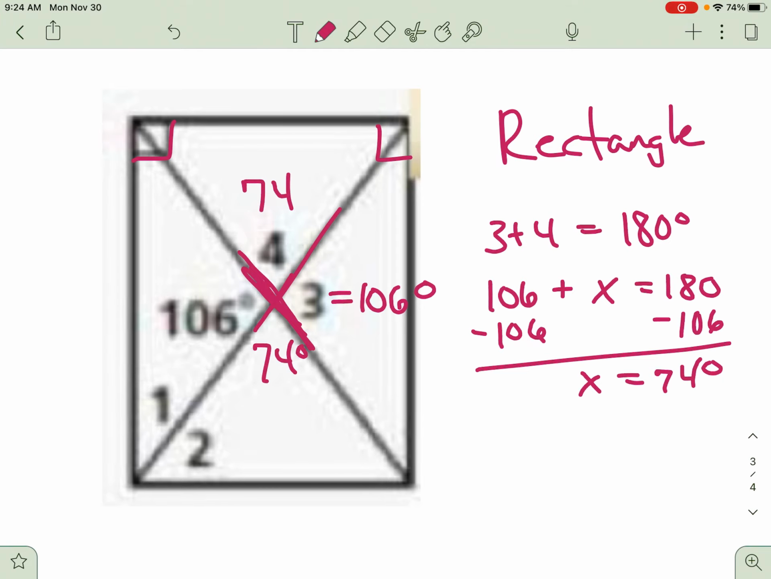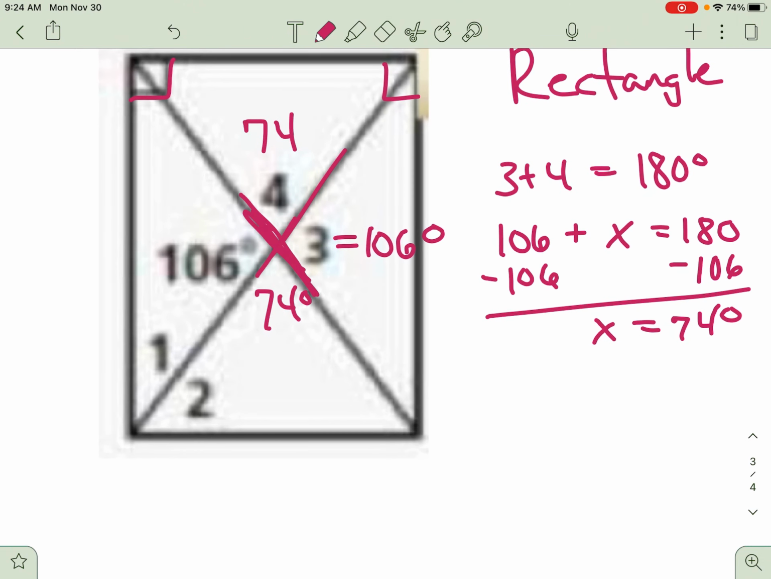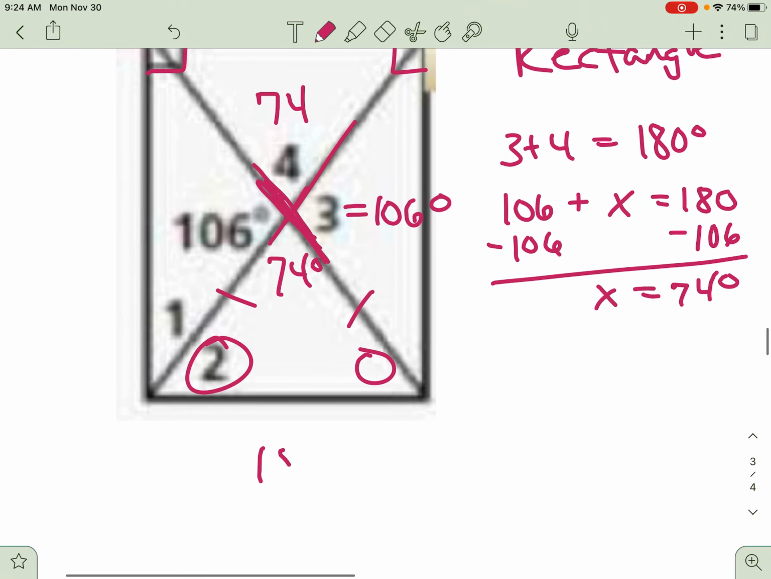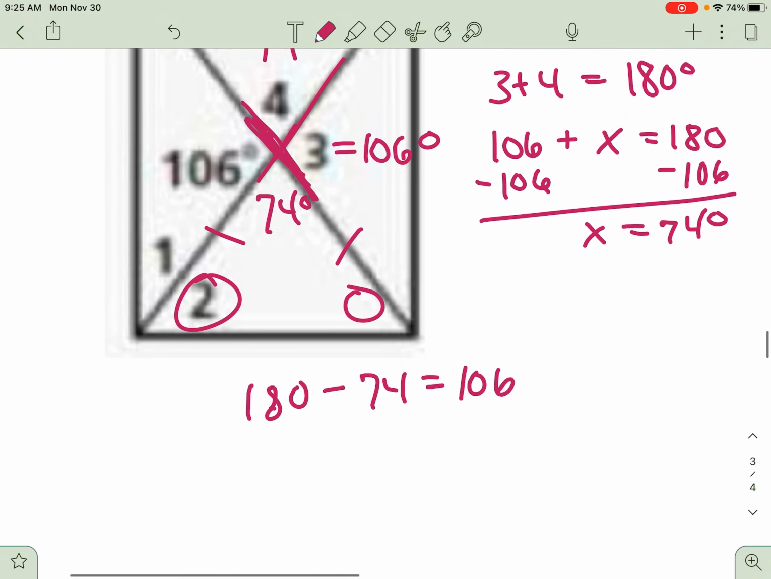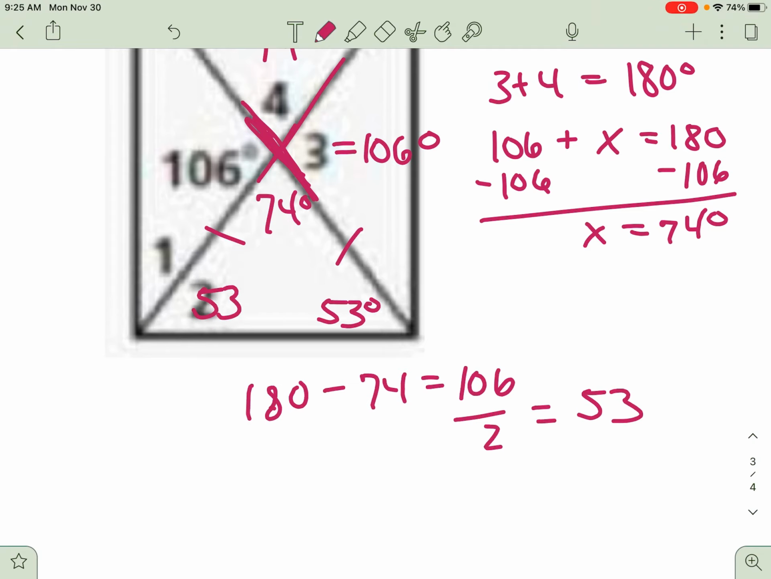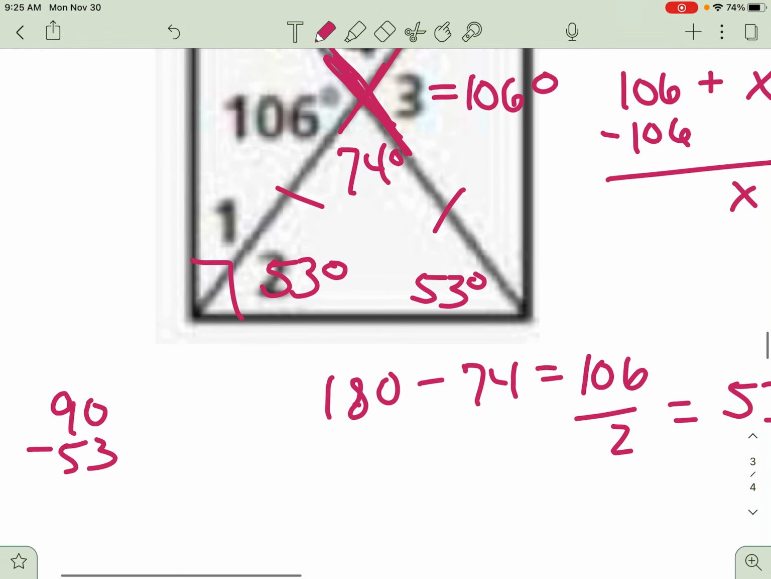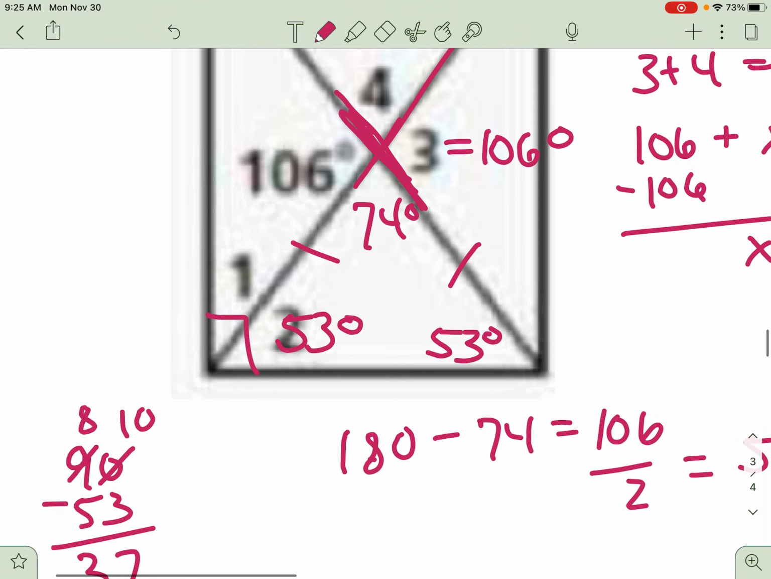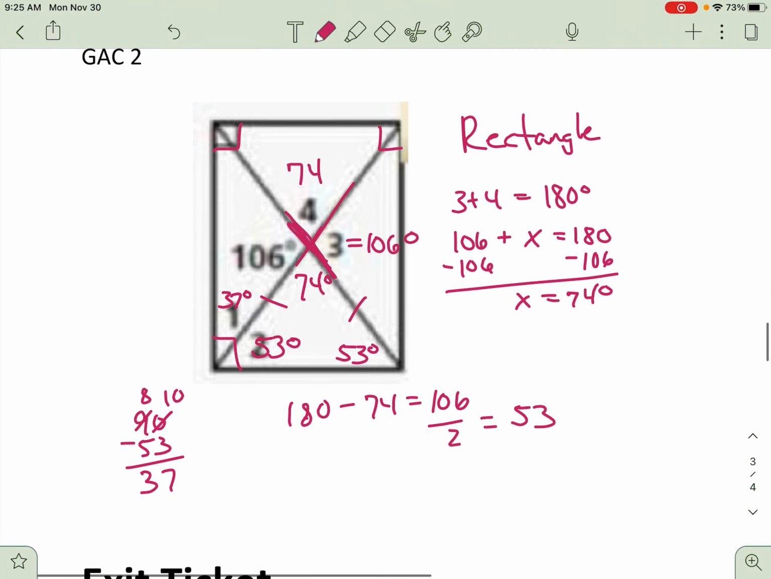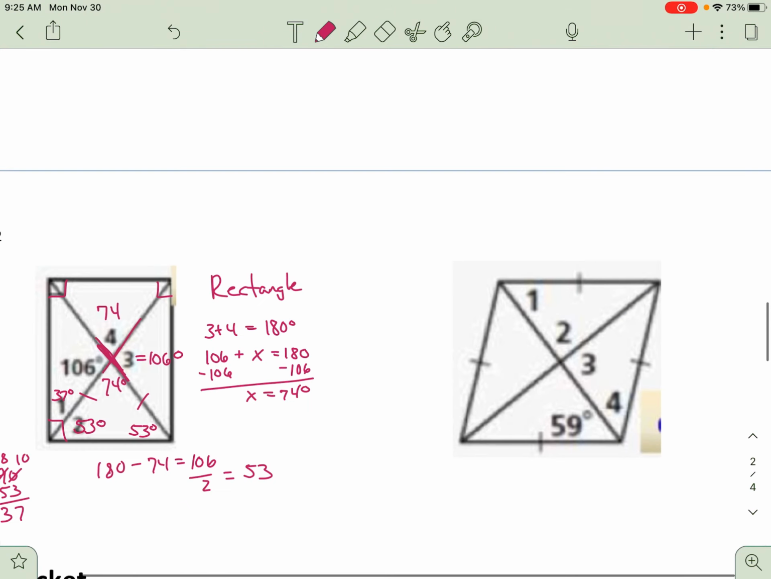74, 74. Okay, and since it's a rectangle, these split, so that means these two have to be the same. Okay, so 180 minus 74, we already know, is 106. Okay, so what's 106 divided by 2? That would be 53. So these are 53. But this one has to be a 90-degree angle because it's a rectangle. So 90 minus 53 gives you 37 degrees. Okay, so that's how you find the angles for that one.